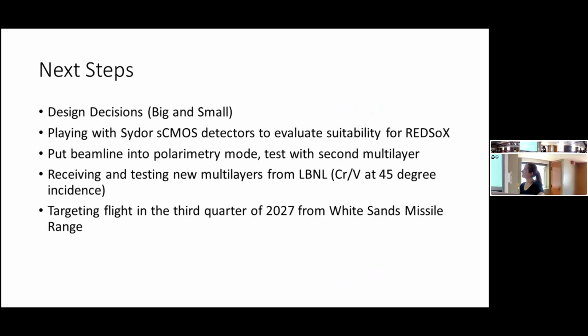So our next steps are first to make all these design decisions I've been talking about: what the multi-layer is going to be exactly, whether or not we're going to mosaic it, what the detector will be, which will depend on playing with these CMOS sensors, and then put everything into the beamline and test it. And we're targeting flight in the third quarter of 2027, which will be from White Sands Missile Range. So stay tuned. Hopefully see it soon.